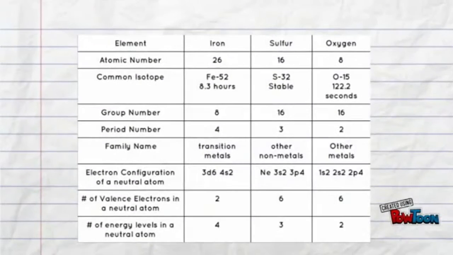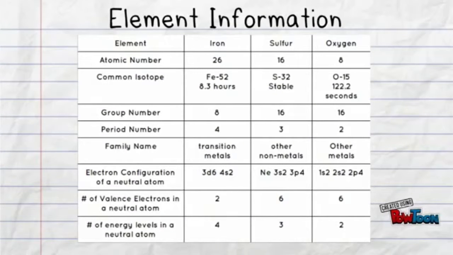I found information on all three elements in my equation, like the atomic number, common isotope, group number, period number, family name, electron configuration of a neutral atom, number of valence electrons in a neutral atom, and number of energy levels in a neutral atom.